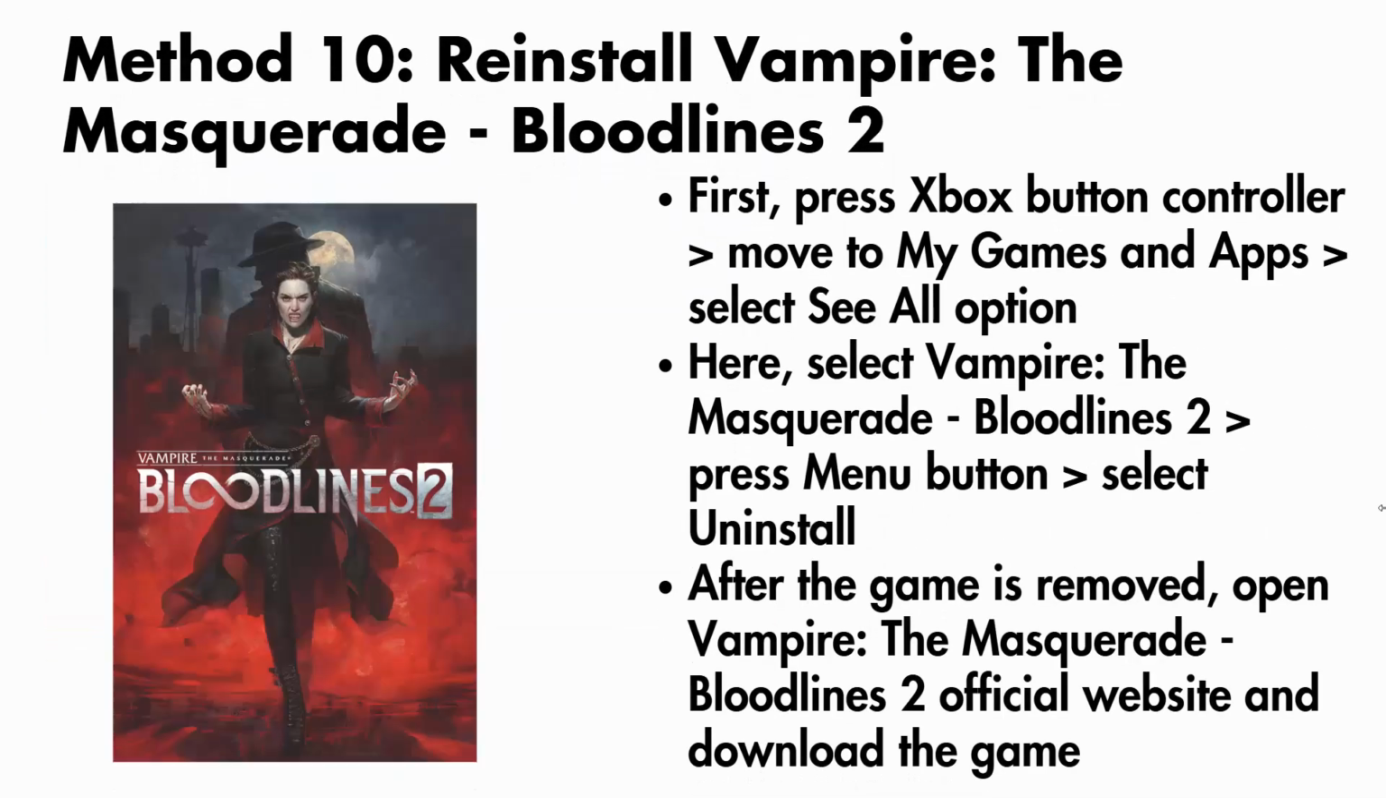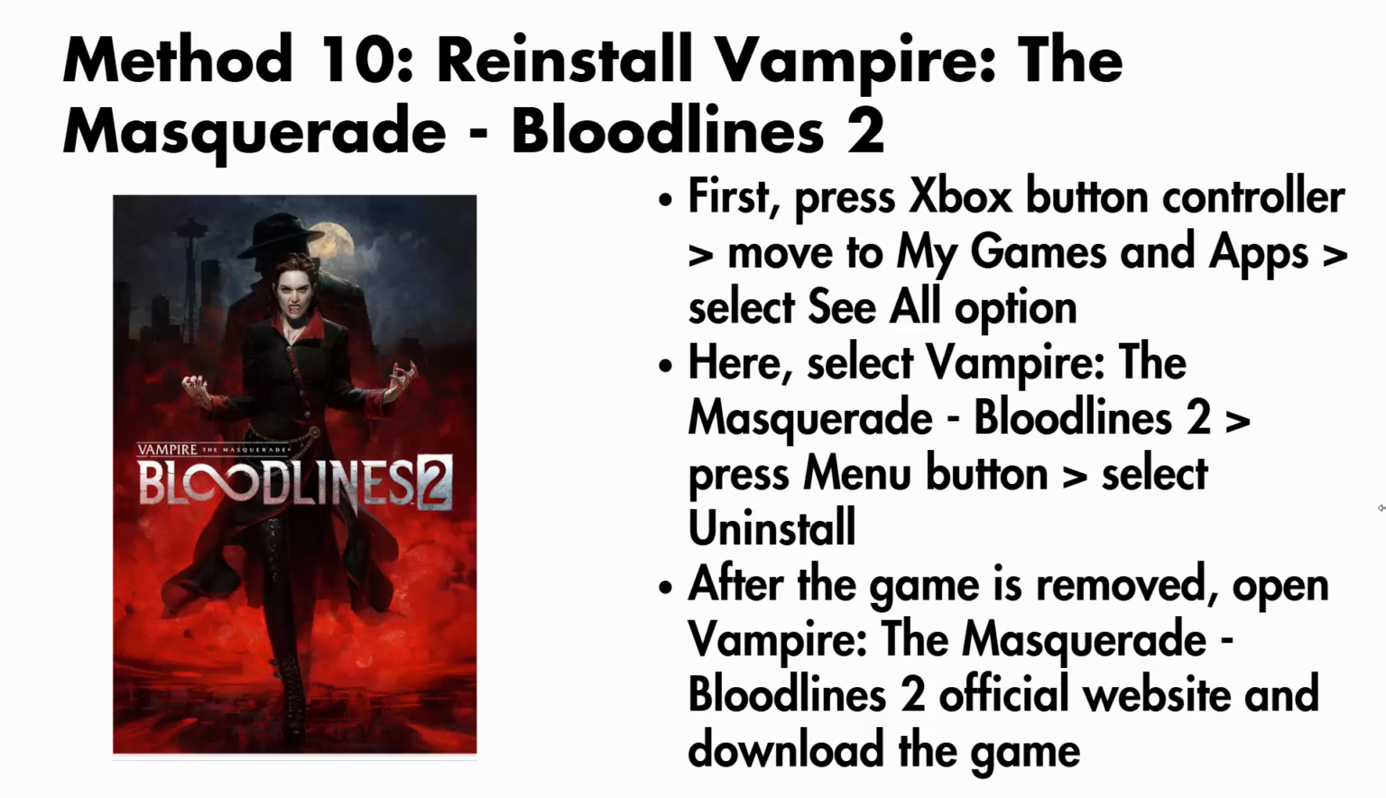Next method is to reinstall Vampire the Masquerade Bloodlines 2 game. So when you face the same problem, then you are suggested to reinstall the game. For that, press Xbox button on controller, then move to My Games and Apps and select See All option. Here select Vampire the Masquerade Bloodlines 2 game, then press menu button, then select uninstall. After the game is removed, open Vampire the Masquerade Bloodlines 2 official website and download the game. After that, try to play it.